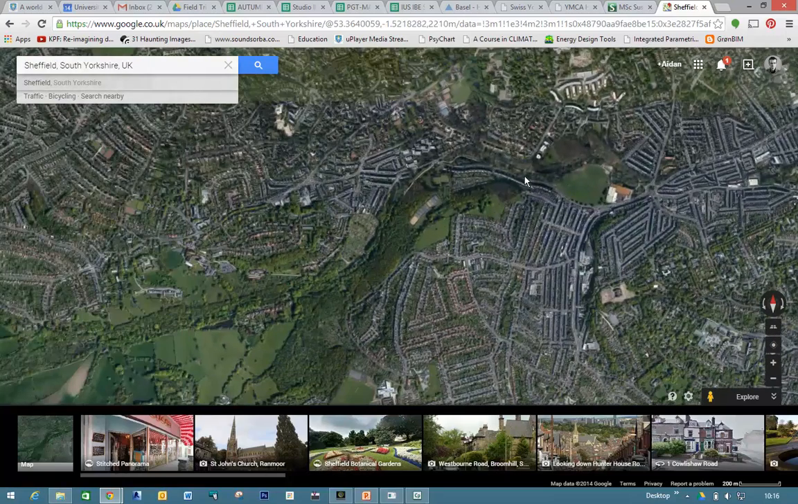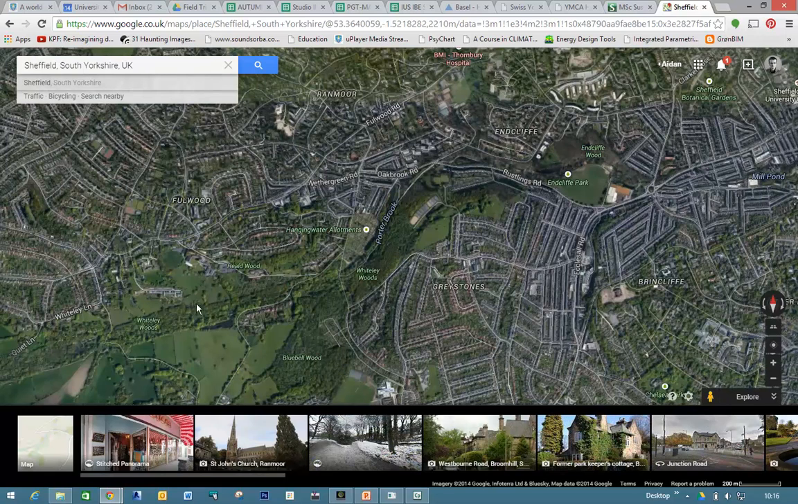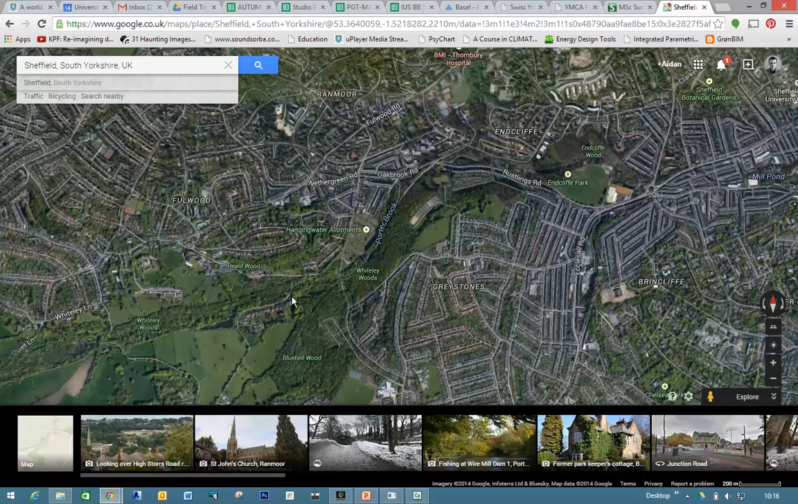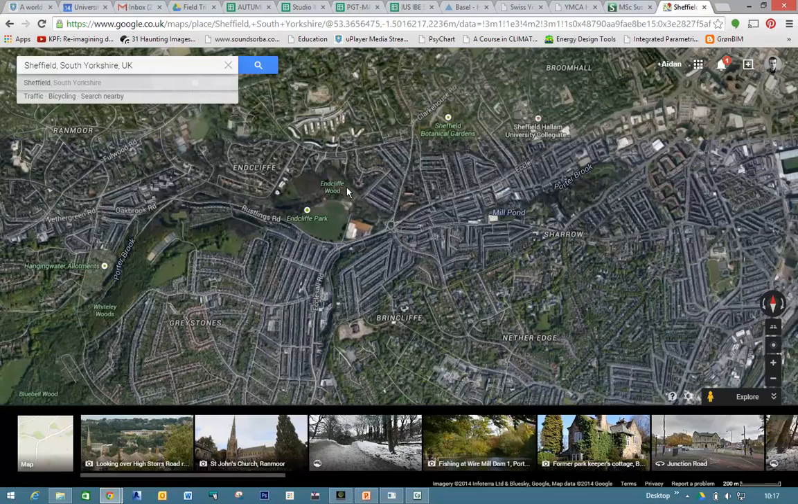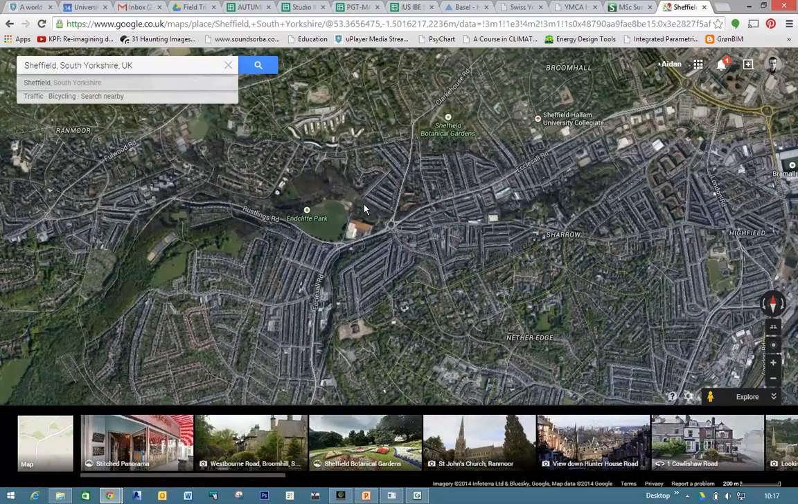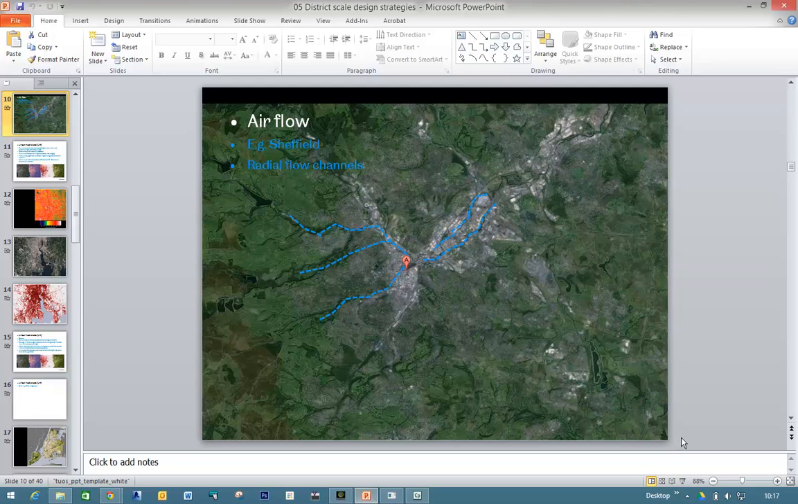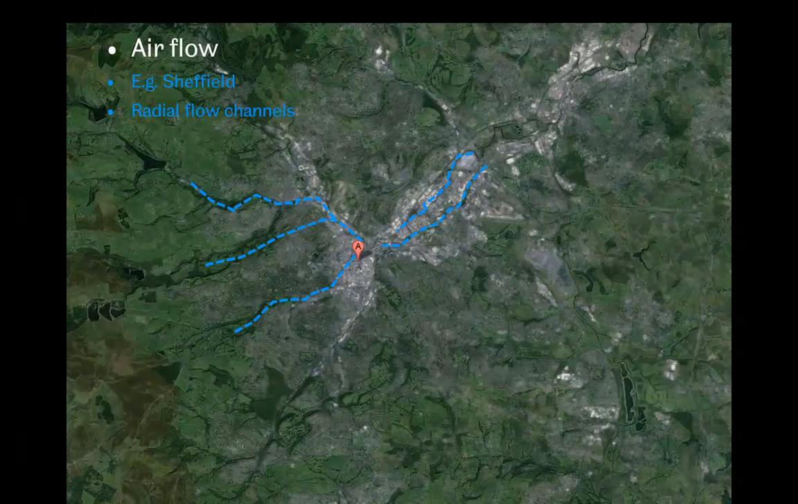So you can see this green link here is this flow channel that flows into the city. Now it was designed more for recreational purposes, but it is now serving as a flow channel for fresh air for the city. Now the problem potentially in Sheffield is it doesn't reach the city centre, so it stops about here. Ideally, it would continue and it would reach all the way into the city centre. And there are other benefits, because if you create these continuous green paths, also in terms of biodiversity, you create a path into the city for wildlife species.